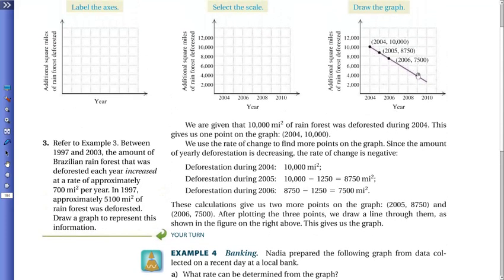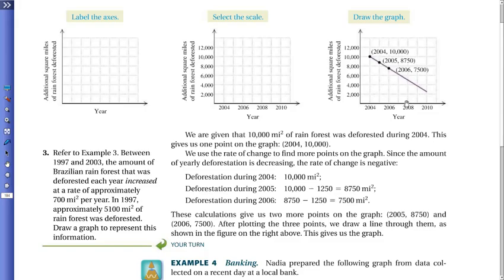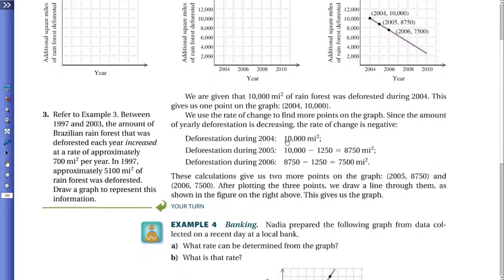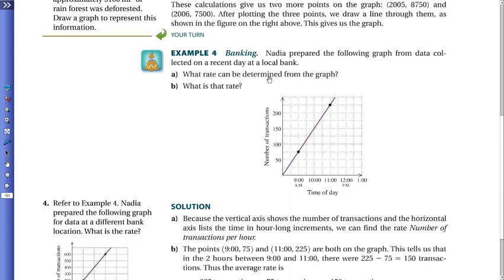The main point of this graph is that it really tells a lot of information very quickly, a lot better than that whole paragraph trying to explain that data. Because I can put that data down here and get a good picture of what they want us to see. Okay? So example 4 has something to do with banking. Nadia prepared the graph from the data collected in a recent day at the local bank. The rate can be determined from the graph, and we'll look at that.